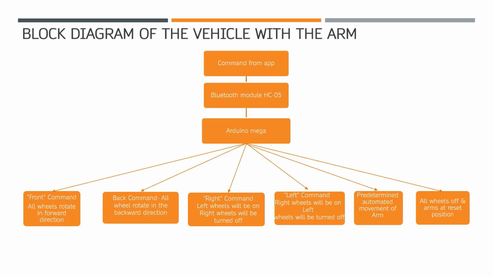Our whole system is controlled via an app through the Bluetooth module HC-05. When we send a command via the app, the Bluetooth module passes the signal to the Arduino Mega. Then the Arduino Mega will act accordingly. It will pass the signals to the motor drivers and the servos. Slide change, please.